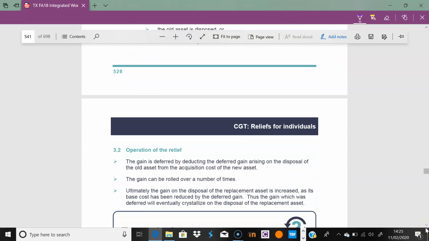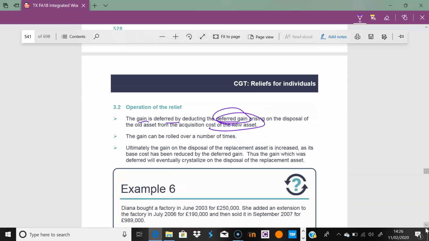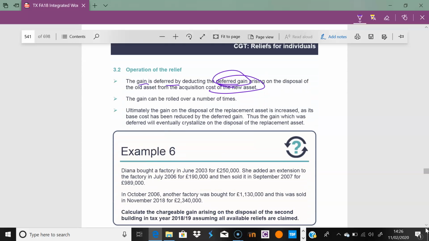So really, again, nothing crazy. The gain is deferred by deducting the deferred gain on the disposal of the old asset from the acquisition cost of the new asset. And we could keep rolling this on, but all you're doing is deferring the gain. You're not escaping. On final sale, that gain will crystallize on the disposal of the replacement asset.